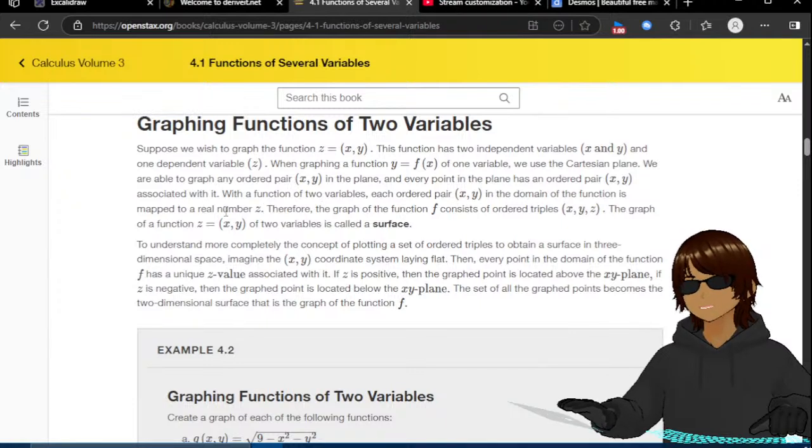mapped to a real number z. Therefore, the graph of the function f consists of the ordered triplets x, y, z. The graph of a function z is equal to f of x, y of two variables is called a surface.